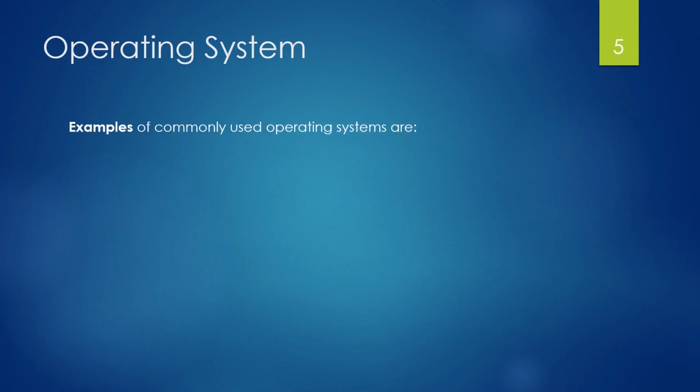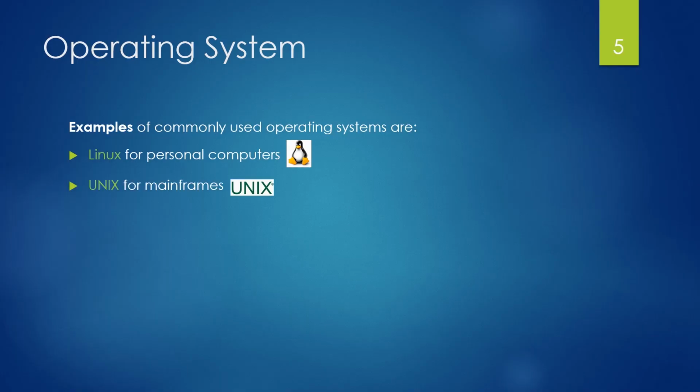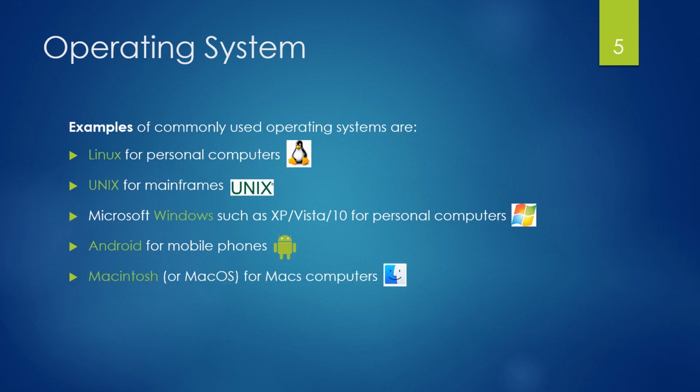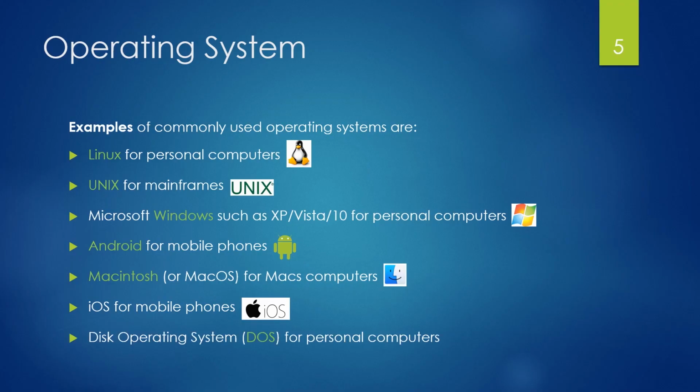So here we are going to see some common examples of operating systems, the most popular ones. We have Linux for personal computers, Unix for mainframes, Microsoft Windows such as XP, Vista, Windows 10 for personal computers, Android for mobile phones, Macintosh or macOS for Mac computers, iOS for mobile phones, and this operating system, also known as DOS, for personal computers.